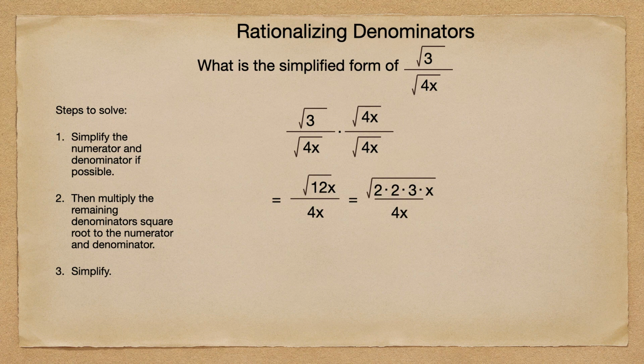We have a pair of 2's that can come out. And then we can simplify our top and bottom both by 2. 2 divided by 2 is 1, and 4 divided by 2 is 2. So we end up with square root of 3x all over 2x. This is now in simplest form because we did not have a square root symbol in the denominator.